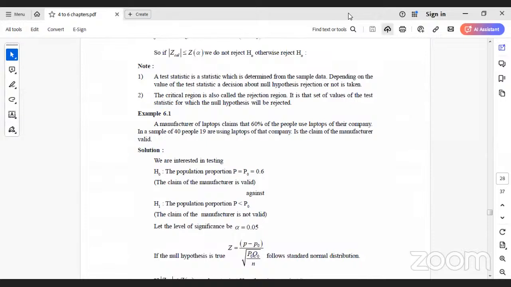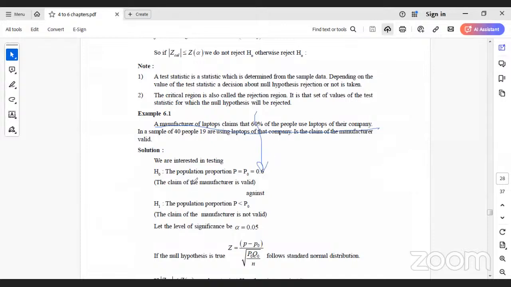Most important problem I am telling, note it. A manufacturer of laptops claims that 60% of the people use the company's laptops. In a sample of 40 people, 19 are using laptops of the company. Is the claim of the manufacturer valid? First we are interested in testing 60%, that is 0.6.